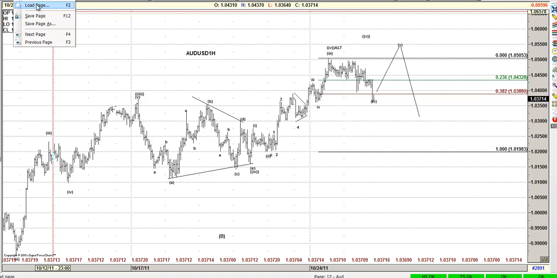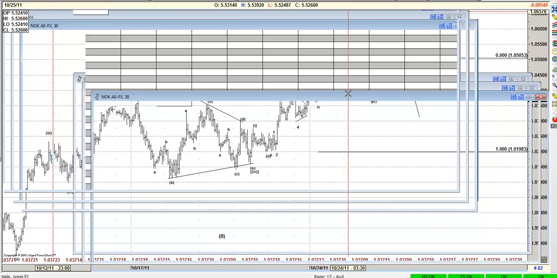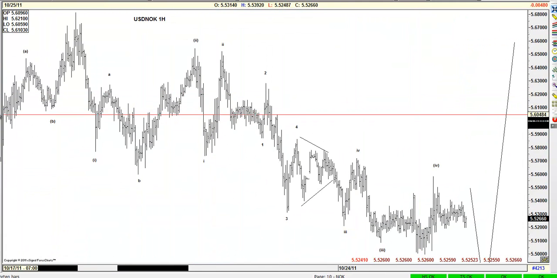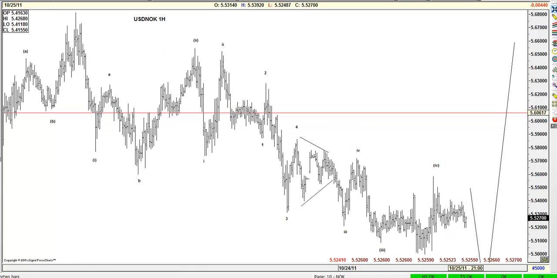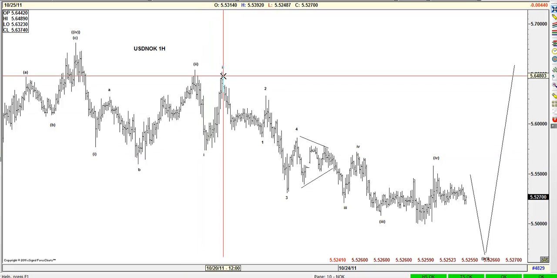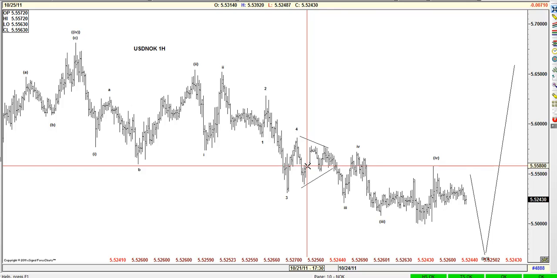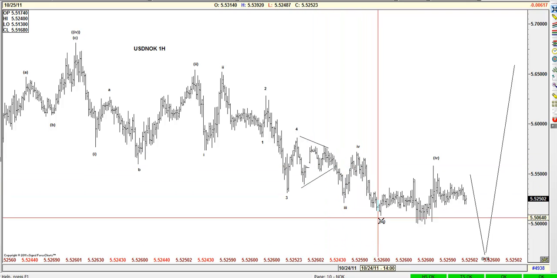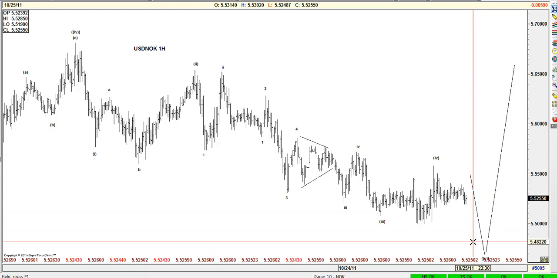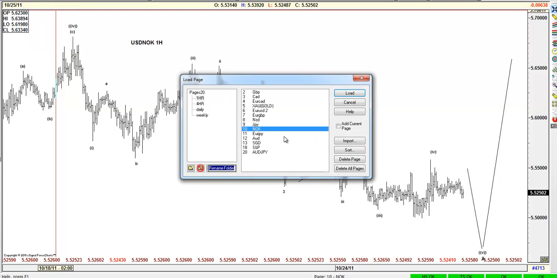Now, let's move on and let me show you the Norwegian krone. The Norwegian krone looks like, instead of the ending diagonal, it did something like 1, 2, 1, 2, 1, 2, and then 3, 4, a triangle 4, a 3, a 4, a 3, a 4, and it also needs one more low before going higher.